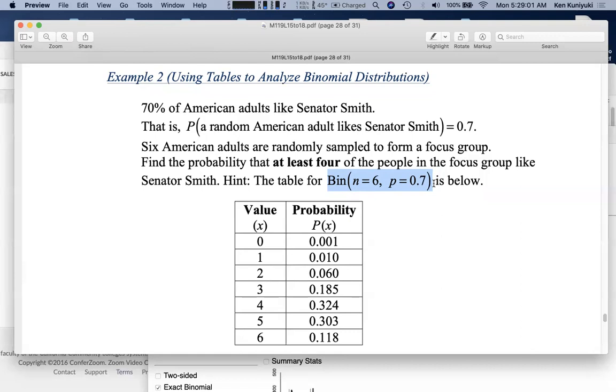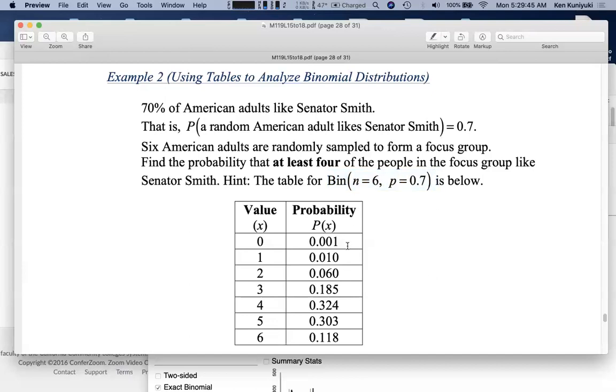Now, we're saying here that a success means that an American adult likes Senator Smith, and we're counting successes. So x, the number of successes, can be an integer between 0 and 6. And it turns out that these are the corresponding binomial probabilities. On an exam or a homework problem, I would give you this table of probabilities. Later on, in optional sections of videos, I will discuss how these probabilities are actually obtained. But for homework and or exams, I would give you this probability distribution table. It's the table for this distribution.